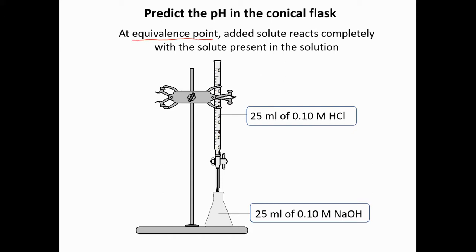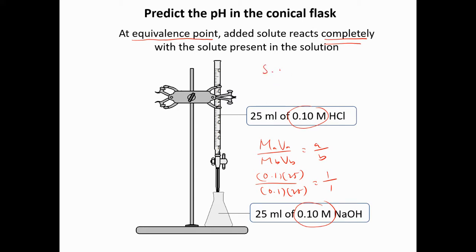Okay, so at equivalence point, let's recall again. At equivalence point means that the added solute reacts completely with the solute present in the solution. We can see that HCl and NaOH have the same concentration. So if we use MaVa over MbVb, A per B, we will have 0.1 times 25 over 0.1 times 25 equals 1 over 1. So this is the volume and concentration at equivalence point. At this time, because it is a strong acid plus strong base, we have a neutral salt where the pH will be equal to 7.